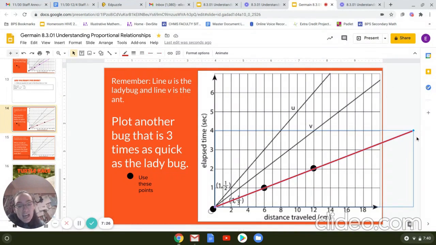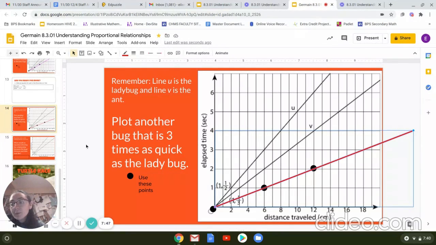His line, his slope, instead of 1/2 like the ladybug, we take that and we multiply that by 3. So when we multiply that 1/3 by 3, 3 times as fast, that distance is going to be 6 for every 1 second. So it's going to have a slope of 1 over 6, 1/6.